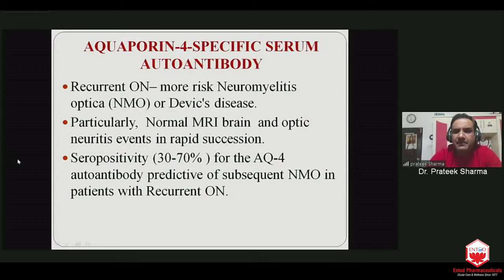Usually they have a normal MRI brain or brain abnormalities which are not specific for multiple sclerosis. Seropositivity for this kind of antibody is 30 to 70%. Now we have NMO spectrum disorder, where we have a seropositive and a seronegative part. So we can have NMO illnesses with seropositive and seronegative ones. So this is a very important tool.